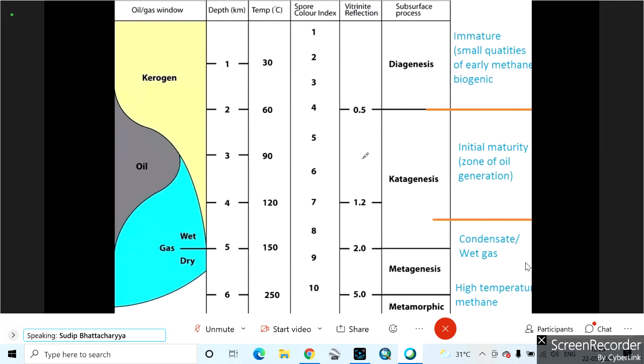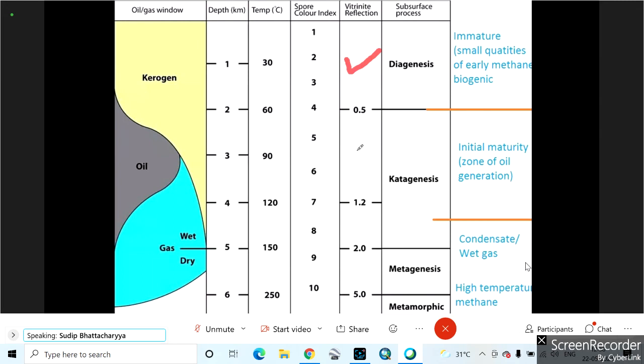if it is 1, we are very sure that we are within the oil window zone and within the catagenesis process, the area where the hydrocarbon has oil potential. So this is very important. But if it is 2 or more than 2, then you will not expect much oil. You will expect much gas. This is the importance of the vitrinite reflectance value, and it gives you the thermal maturity.